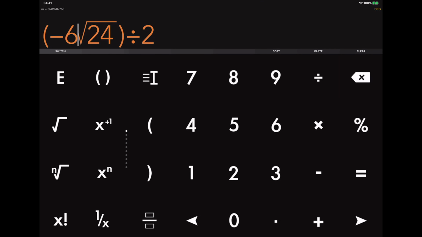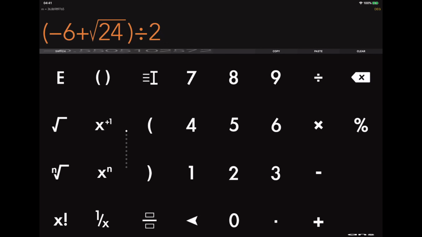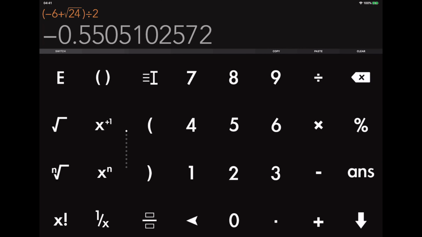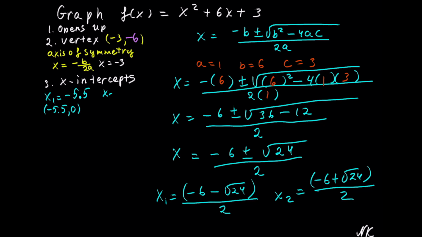The second x-intercept is exactly the same, except we have a plus instead of minus, so it's negative 6 plus the square root of 24, over 2, and it's equal to negative 0.5505102572. If you round this off to one decimal place, it's negative 0.6. So x2 is negative 0.6 and the second x-intercept as a point is negative 0.6, 0.